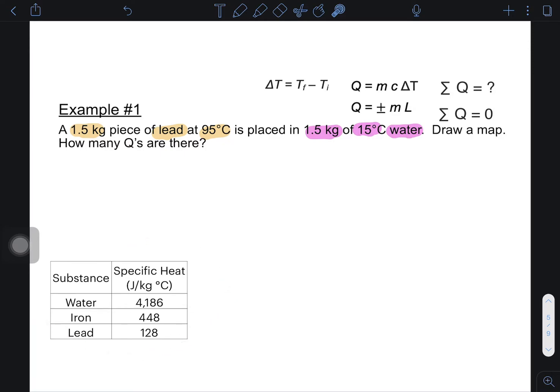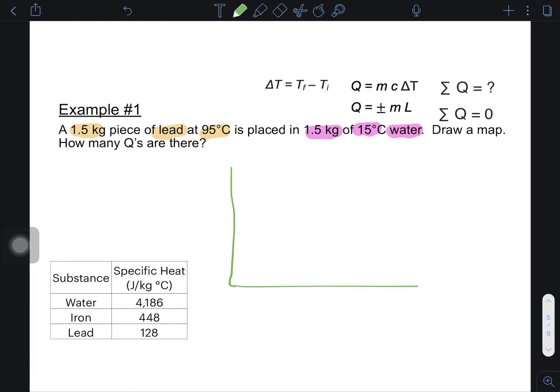Because if we look down here at our specific heats, even though they have the same masses, remember when we talk about mc delta T, this c is a specific heat, and the specific heat of water compared to the specific heat of lead is very different. So the overall temperature is going to be closer to the water because it has a higher specific heat than the lead, just so you know that.